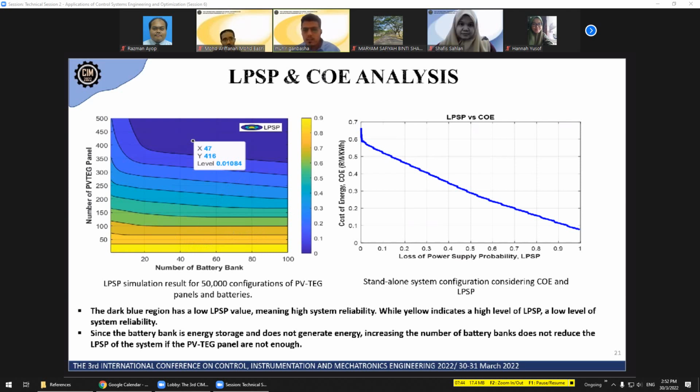Since the battery bank is energy storage, it does not generate any energy. Increasing the number of batteries does not reduce the loss of power supply if the panels are not enough. Besides that, the figure on the right side describes the opposite relationship between loss of power supply and cost of energy. Configurations with a low loss of power supply have a high cost. In contrast, configurations with a high loss of power supply have a low cost.